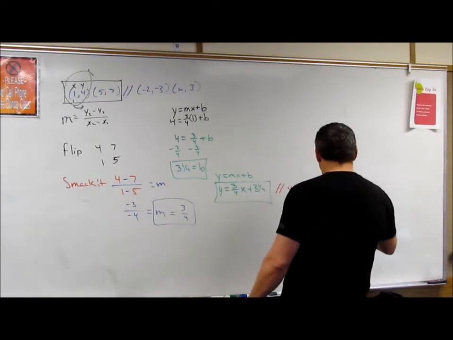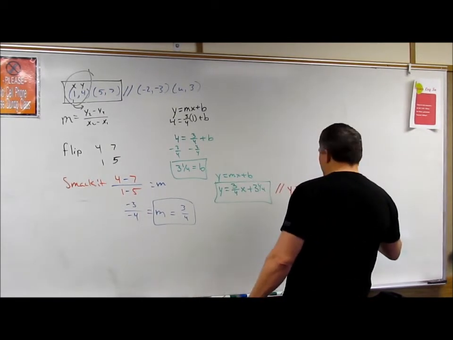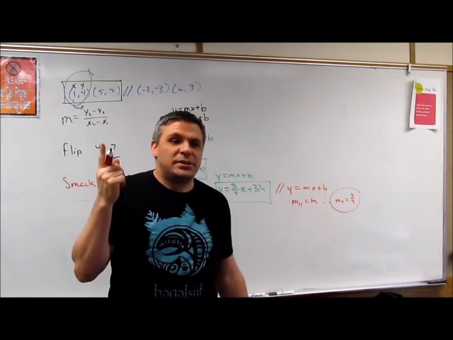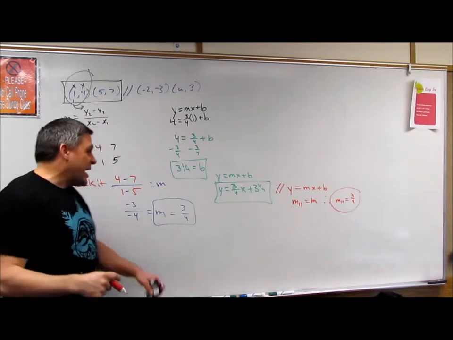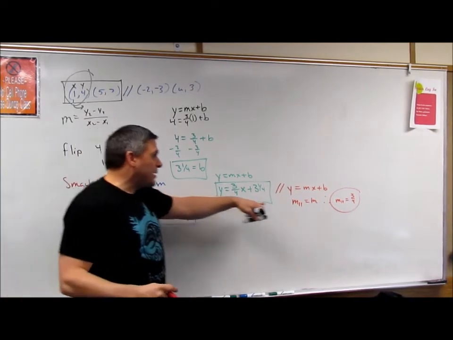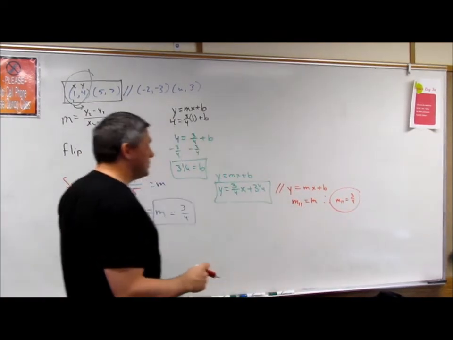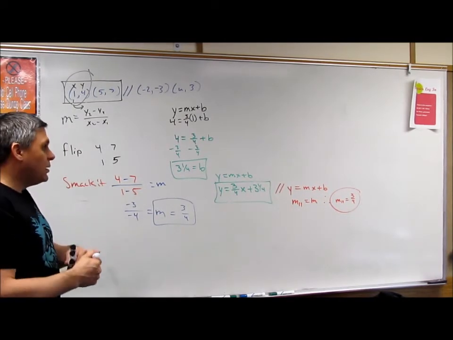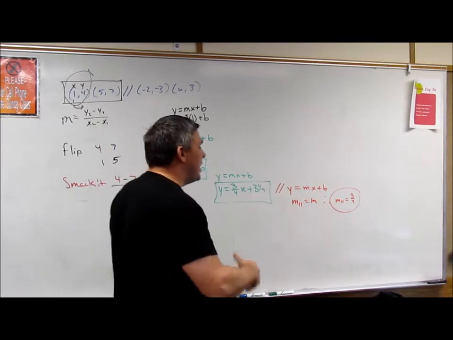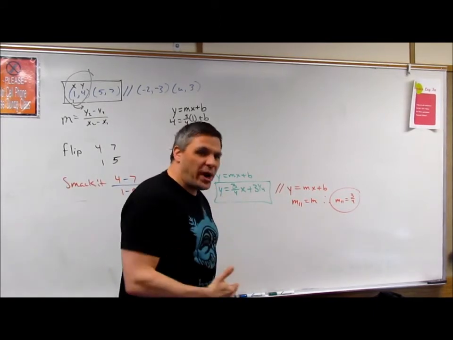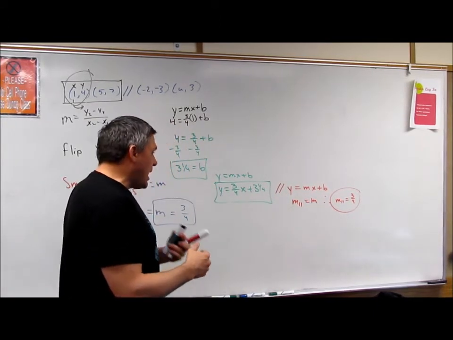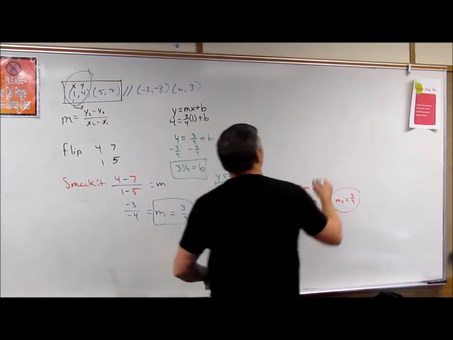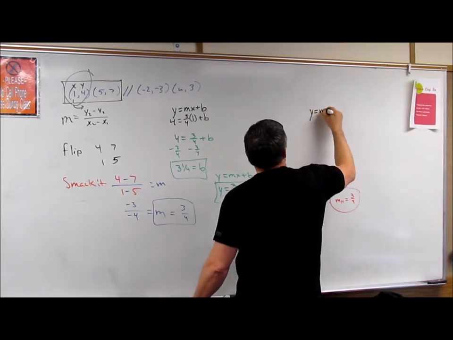Therefore, M parallel equals 3/4. So I know what my slope is. That's the cool part. Now I have this equation, right? I know what my slope is, so use it. Okay? So, again, I need to write an equation for the line. How do I write the equation for the line? Y equals MX plus B.